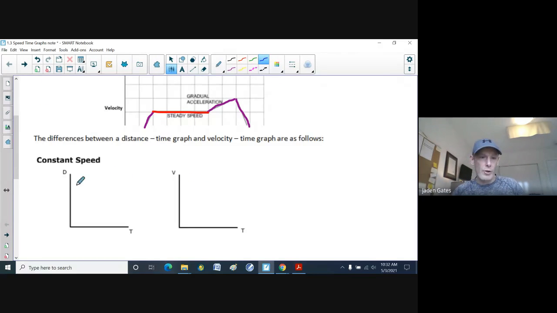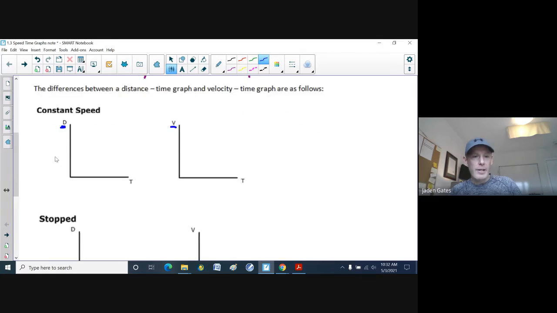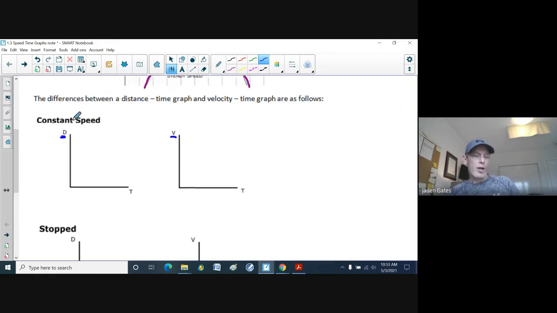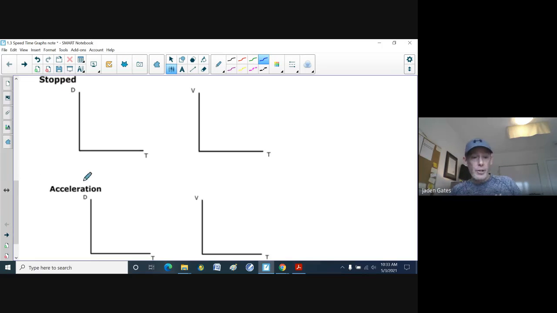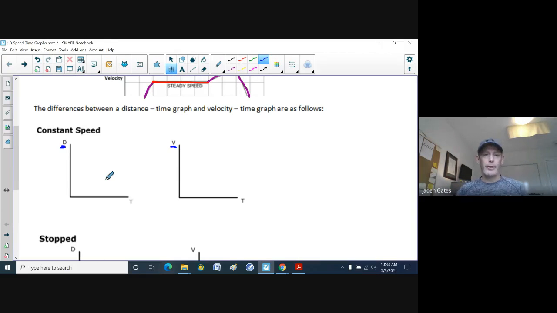All right, now we're going to look at the differences between a distance time graph and a velocity time graph. You can see here, time is on the x-axis of both, but on the y-axis we have distance for a distance time graph, and velocity for a velocity time graph. We've got three different scenarios here: constant speed, which means you're constantly going, say, 80 kilometers an hour; you're stopped; or you're changing your speed. We're going to look at how those graphs would look.